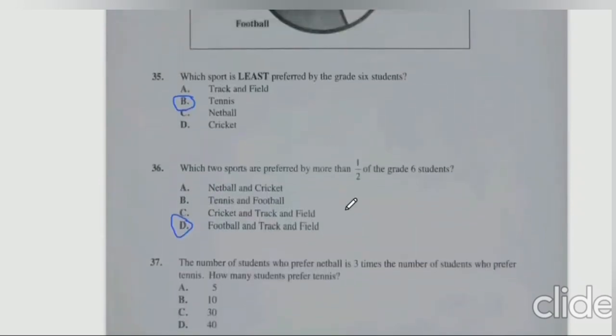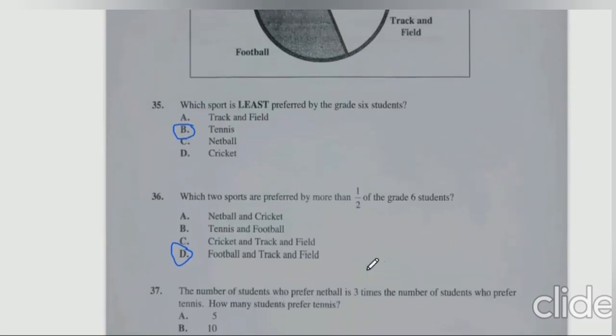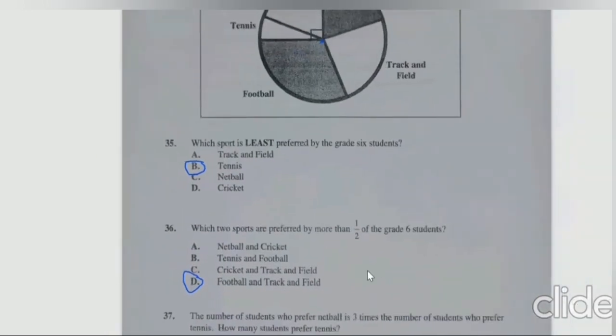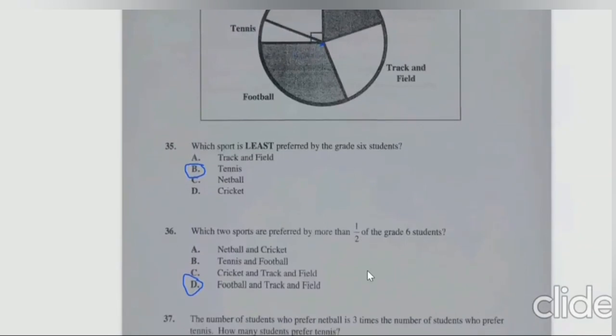The number of students who prefer netball is 3 times the amount of students who prefer tennis. How many students prefer tennis? So the number of students who prefer netball is 3 times the number who prefer tennis. Let's get this a bit smaller. All right, so let's look. Netball is here and tennis is here. Netball is 3 times tennis. And if you see, you realize this is 90 degrees, that means a quarter of. So this part represents 90 degrees. And tennis here is this portion.